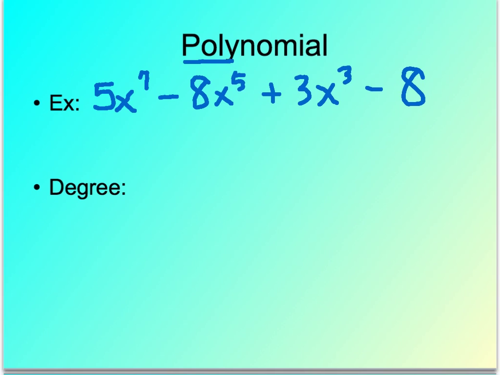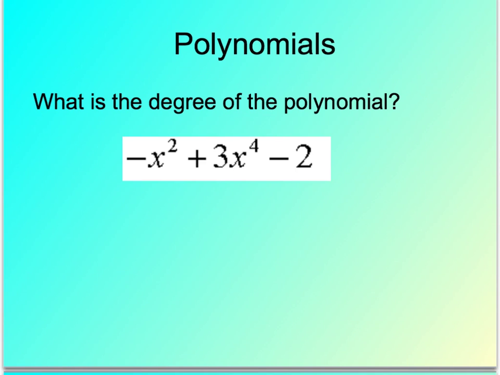So in this particular polynomial, I have exponents of 3, 5, and 7. 7 is the largest, so my degree is 7. This polynomial has 2 exponents, 2 and 4. The largest is 4, and so our degree is 4.